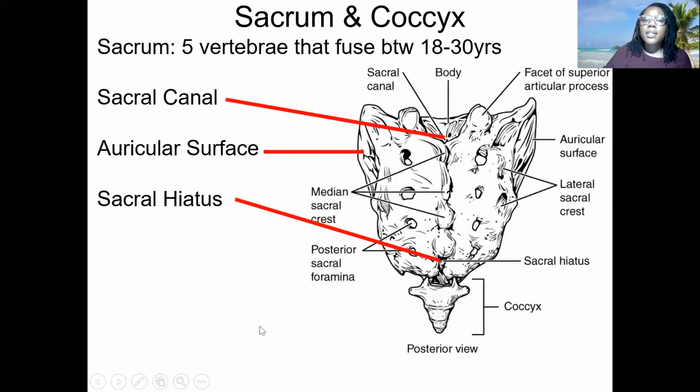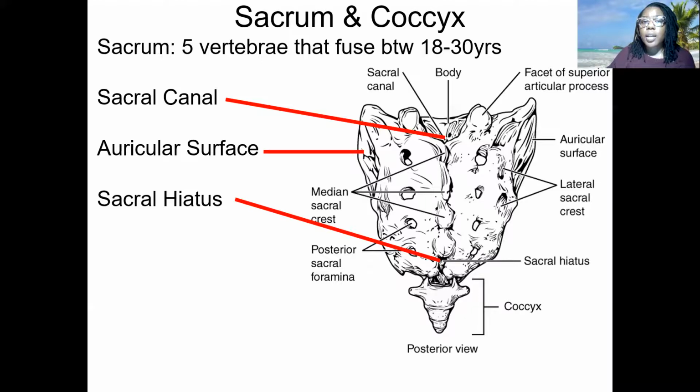Lastly, here we have the final segments of the vertebral column, the sacrum and the coccyx. Now the sacrum is 5 vertebrae that have been fused. These fuse throughout early adulthood, anywhere from teenagehood to early adulthood, 18 to 30 years. And so we've got this single structure, which is really a fusion of several different vertebrae into one structure.